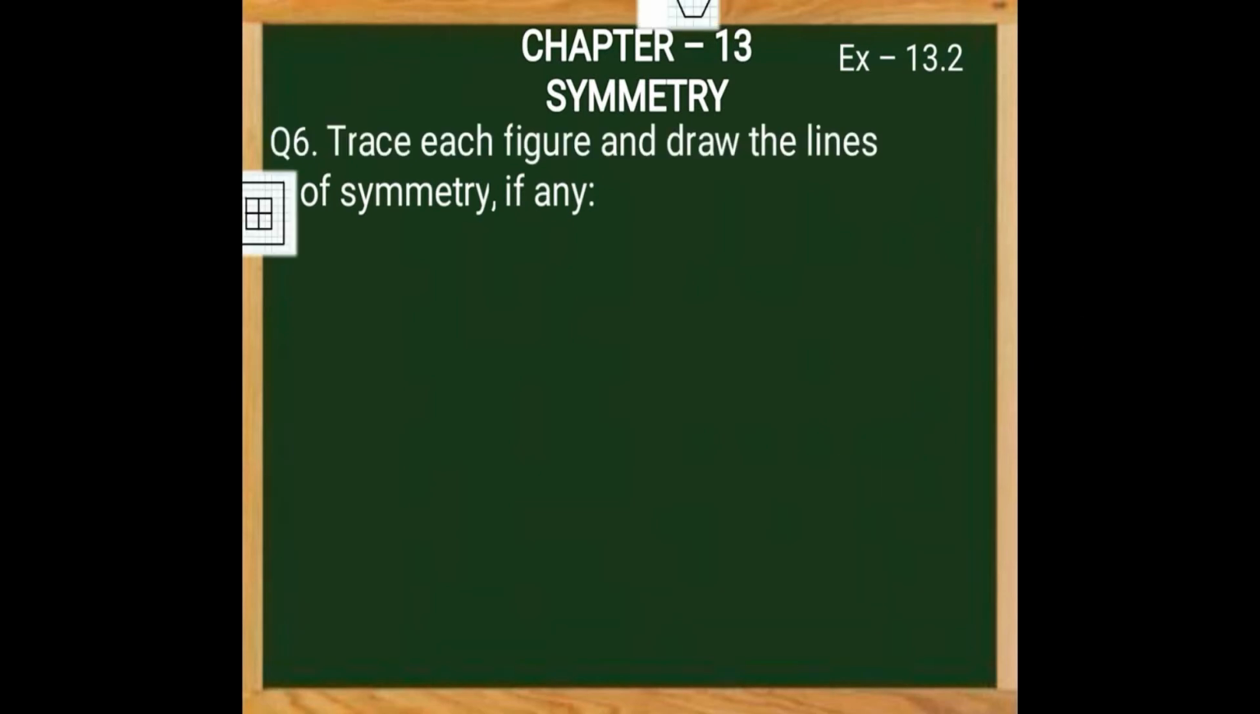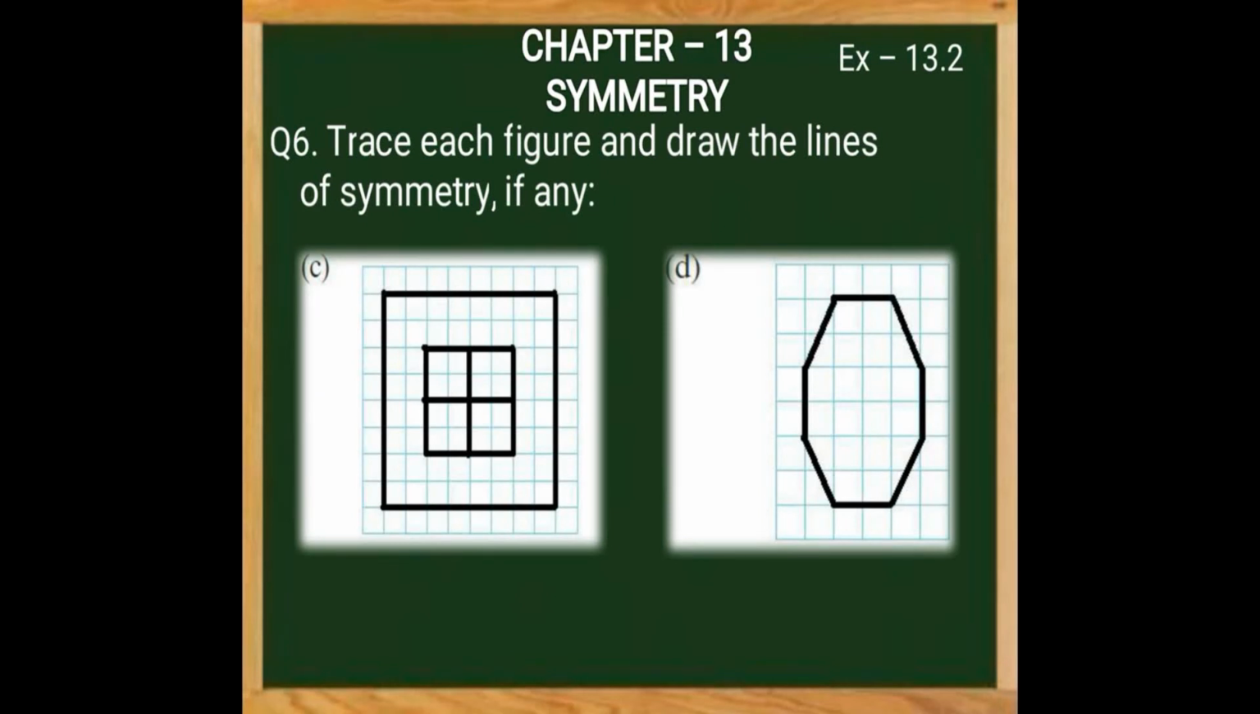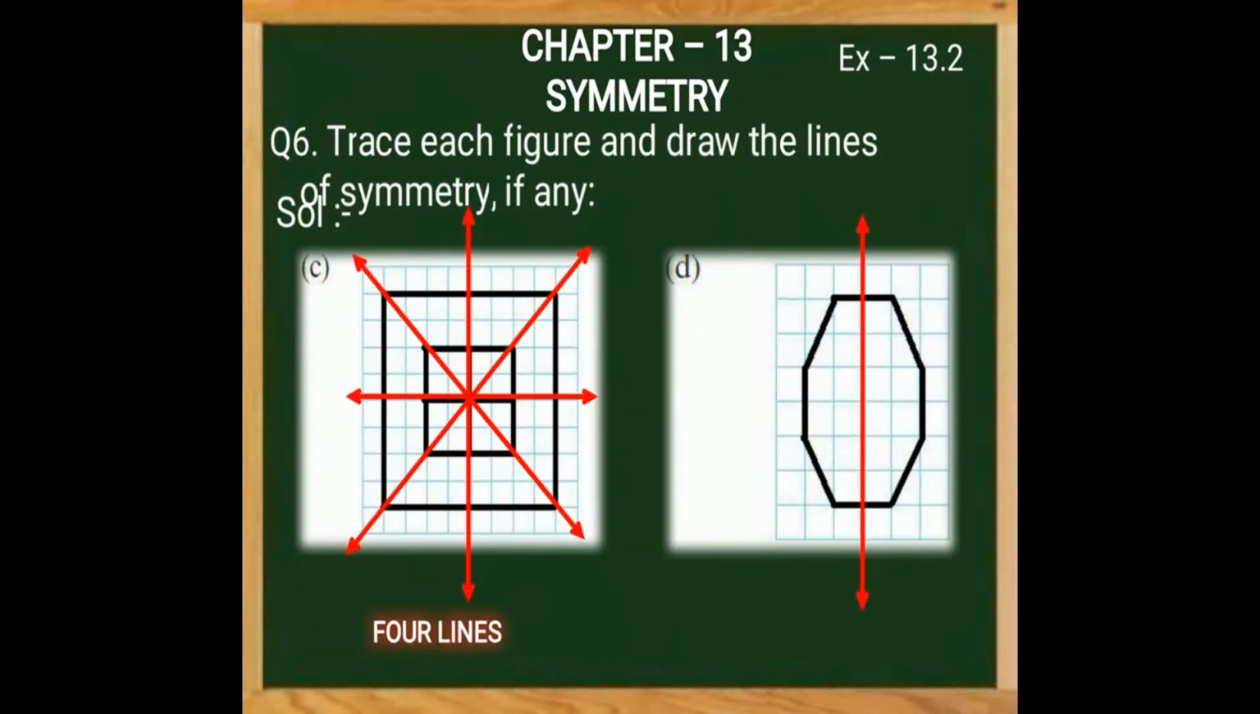I have these figures for it, C and D. So if these are the figures, again I need to draw lines of symmetry, horizontal, vertical. Since it's a square shape, it might also have diagonal symmetry. Let us check. See, vertical symmetry, diagonal symmetry, horizontal symmetry. So we have 4 lines of symmetry for C. Let us check for D. What is the shape of D? If you check, it is an octagon.